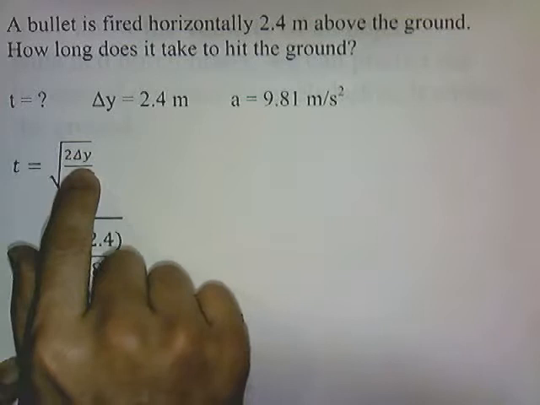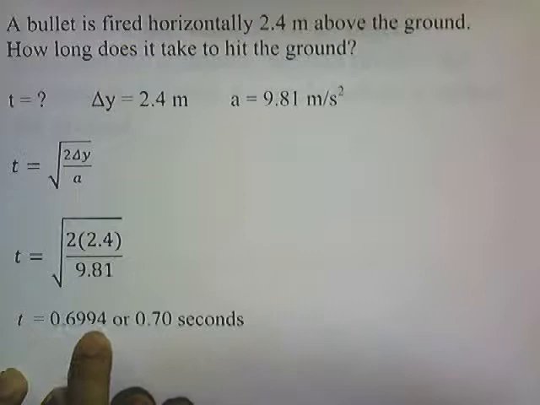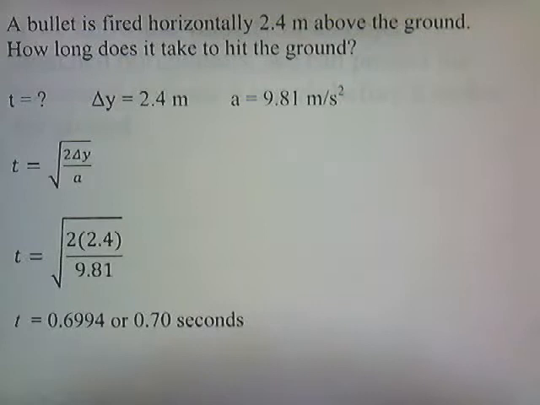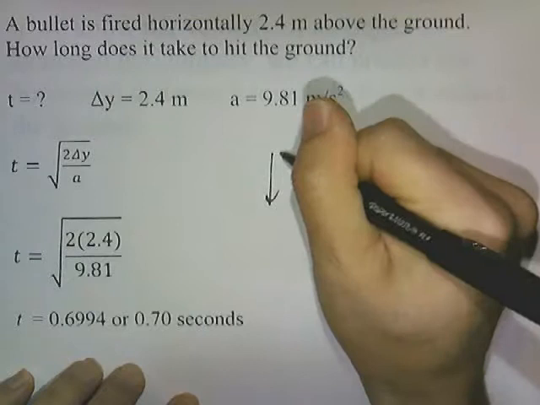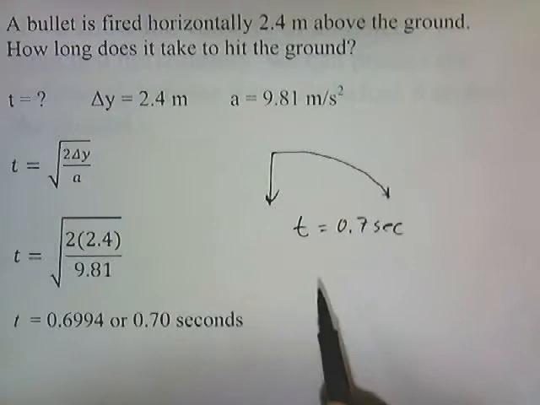t equals square root of 2 times 2.4, the vertical height, divided by the acceleration of gravity. And if you work this out, you'll get 0.6994, and we'll round that to 0.70 seconds. So it takes 0.70 seconds for the bullet to drop straight down. So it doesn't matter if the bullet is dropped straight down or if it's launched horizontally, the time is going to be the same. Okay, so 0.70 seconds to hit the ground, whether you drop it or whether you throw it horizontally.